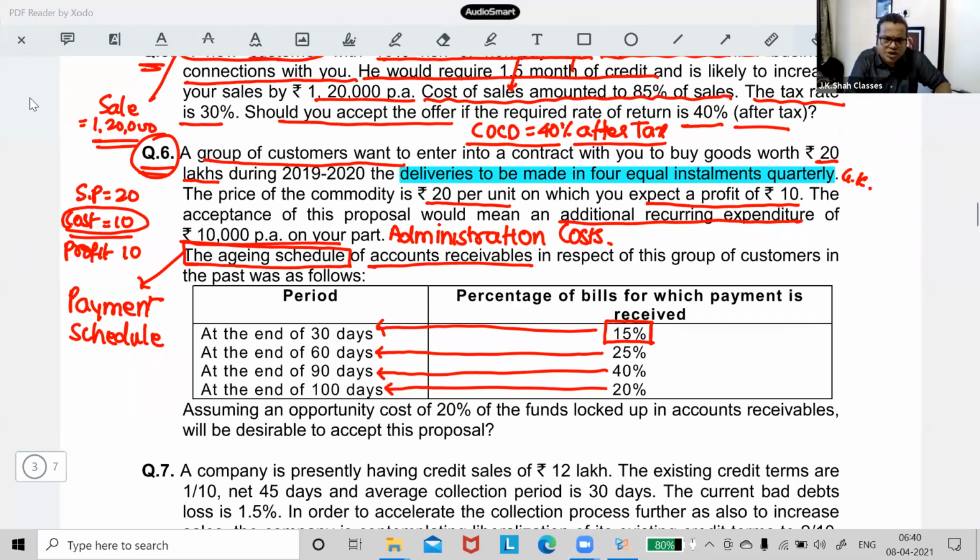Assume the opportunity cost of 20% of the funds locked in accounts receivable. As you know, what is this? I think this is for COCD, cost of carrying debtors, right? 20%. Probably he is investing his own funds. Now, we are not affected whether he is investing his own funds or going to the bank to borrow. We just have to calculate COCD. That's it. Okay, so let's solve this.